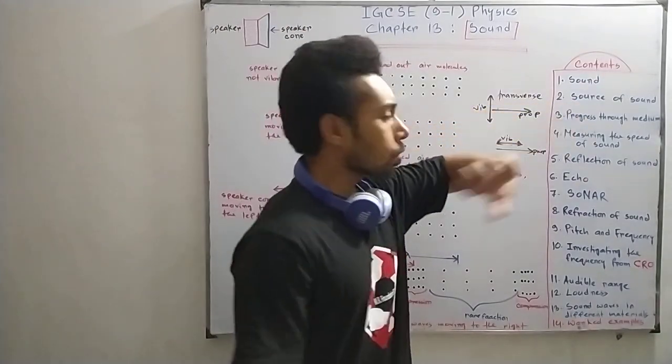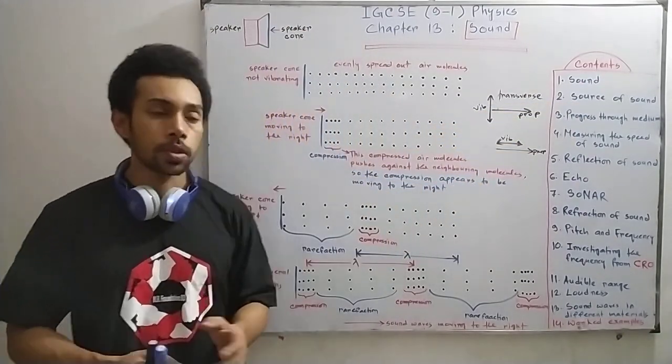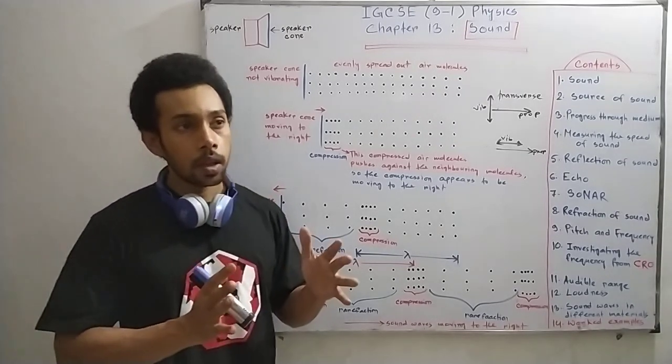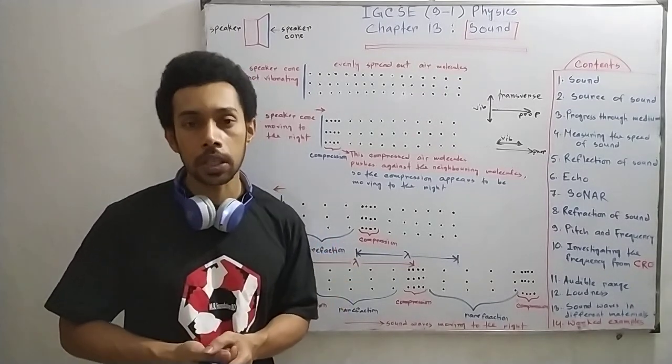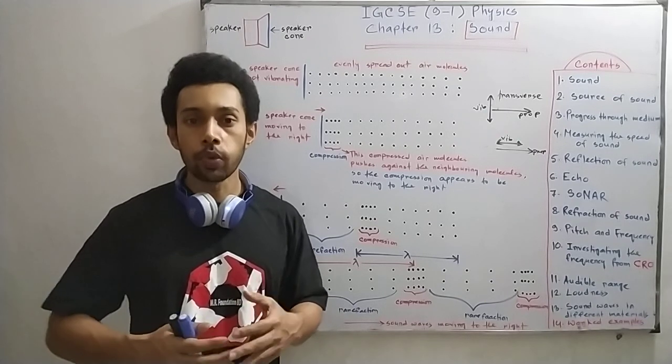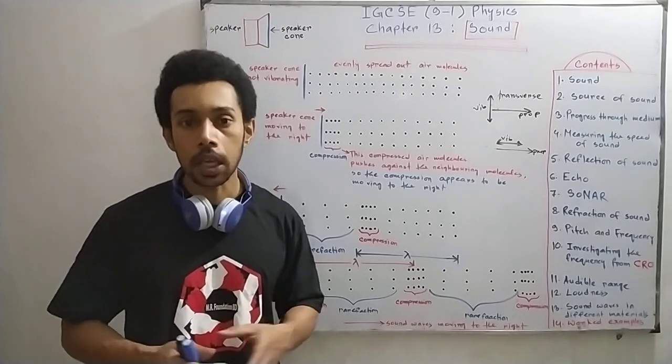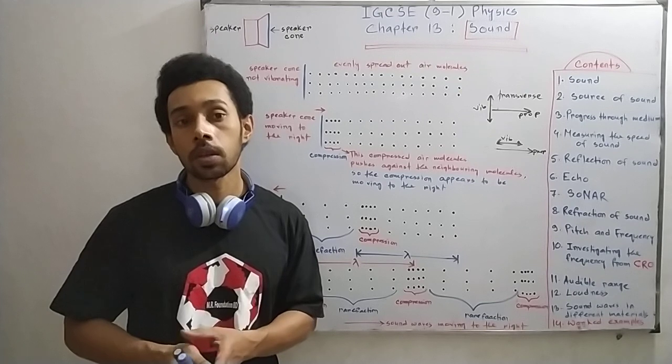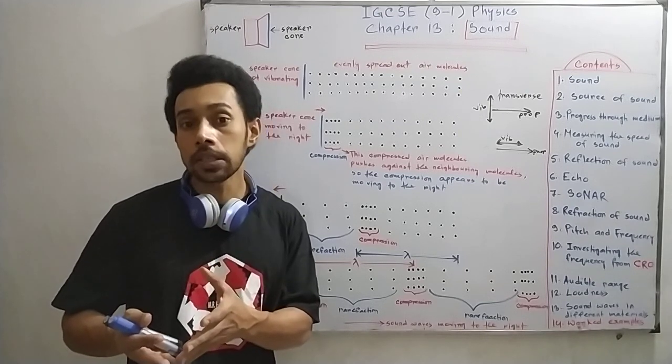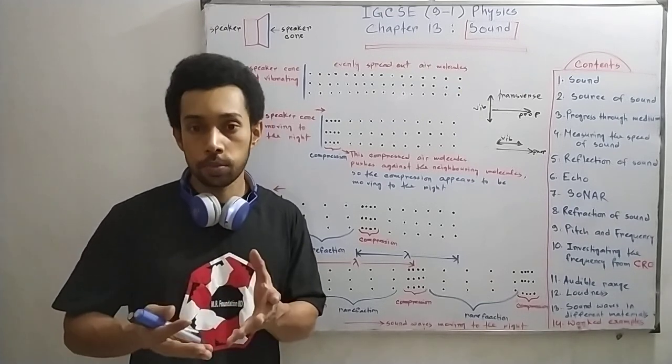Now, source of sound. Okay, what are the sources of sound? Any vibrating object is a source of sound. When something vibrates, it produces sound. So the source of sound is any vibrating object.